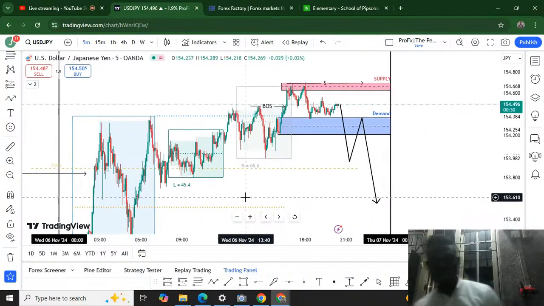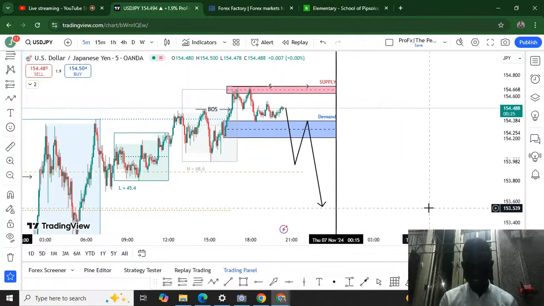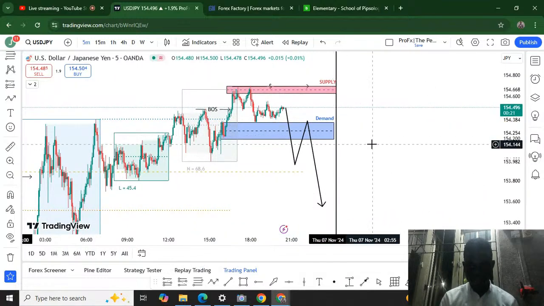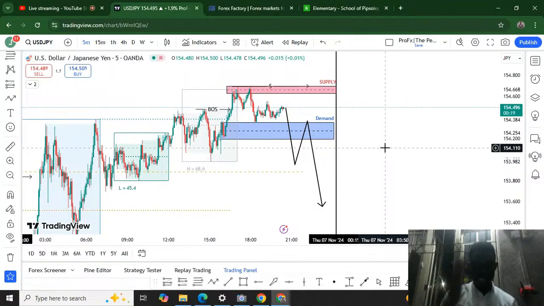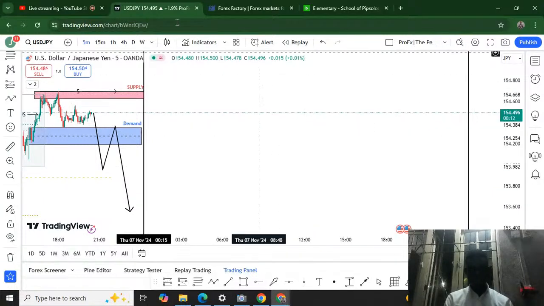So UJ, we are good. Once it's 12 a.m. tomorrow morning, let's start looking out for opportunity. I've demarcated this line for 12 a.m. So this is tomorrow's price action.